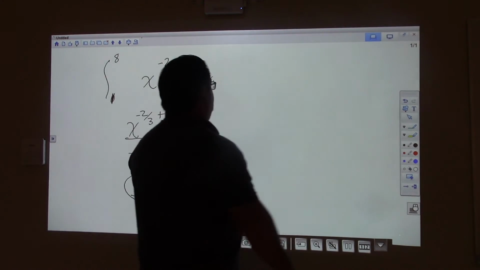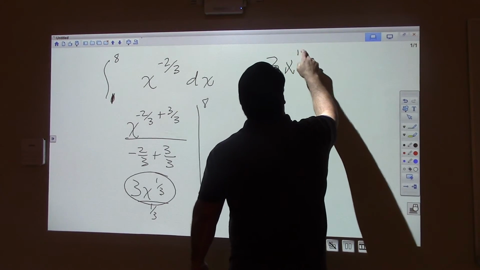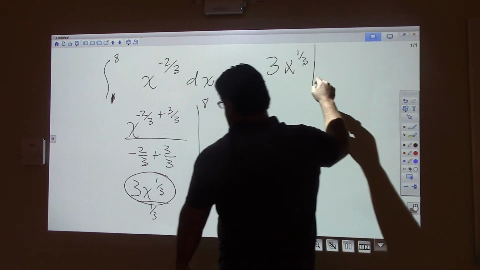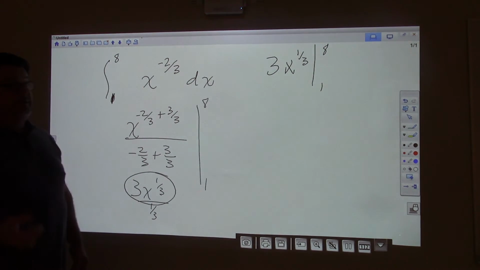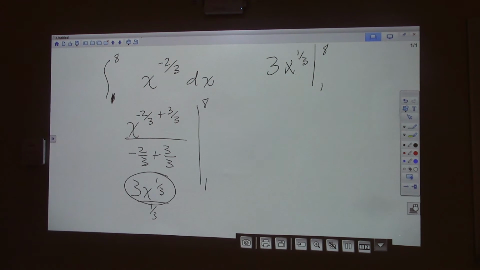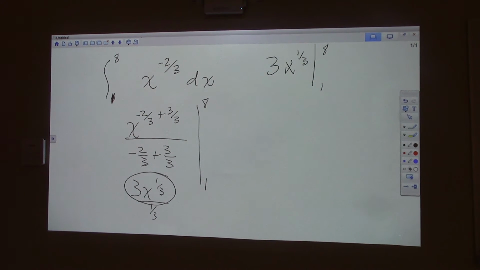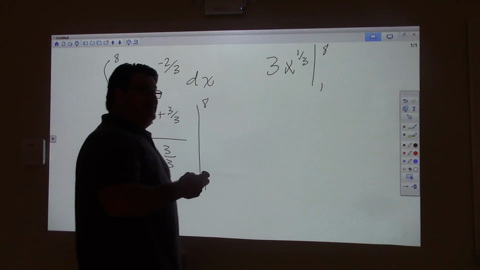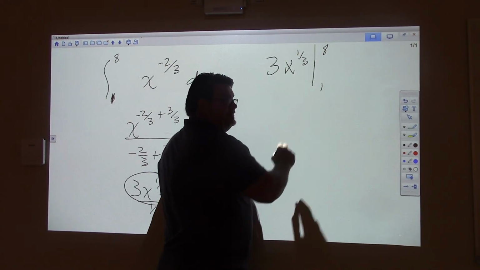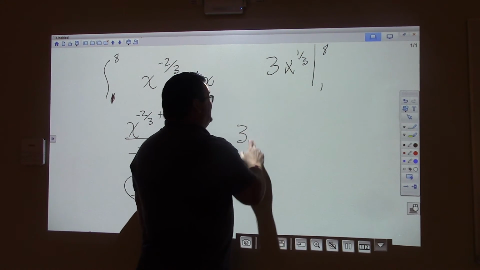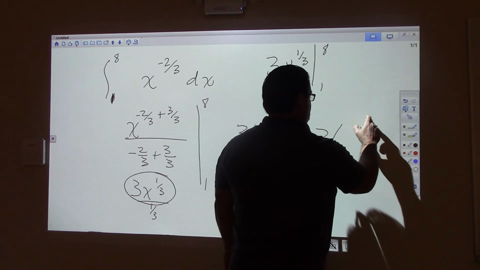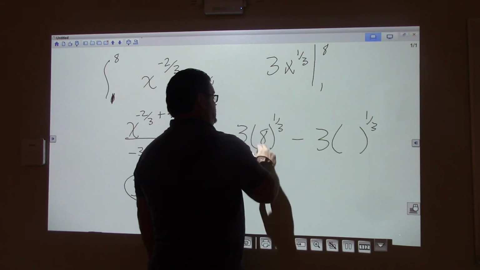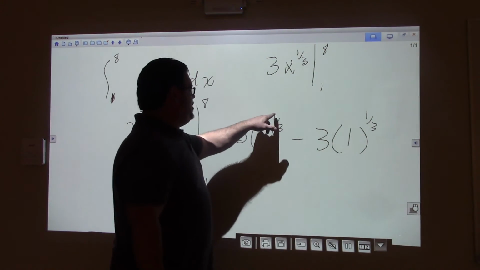So now we take 3x to the 1/3 power and evaluate it at 1 and 8. We're going to have to work on this one, Miss Anthony. Why? A fraction exponent. No, we got numbers instead of zeros. Such a disappointment. So 3 times 8 to the 1/3 minus 3 times 1 to the 1/3, and 8 goes here and a 1 goes here. What is this? Exponent over what?